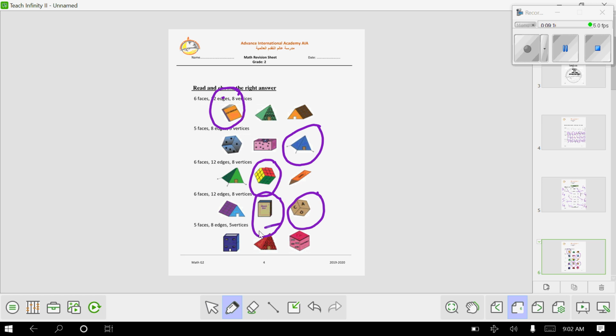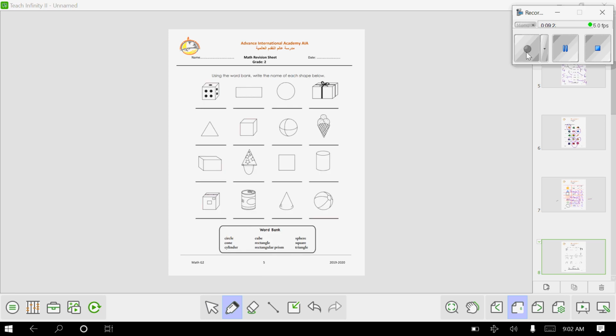Again, yes, it's a pyramid. Perfect. So let's go again to the second page. Here we have to identify a combination between the 3D and 2D shapes. So let's see together what I call this shape.